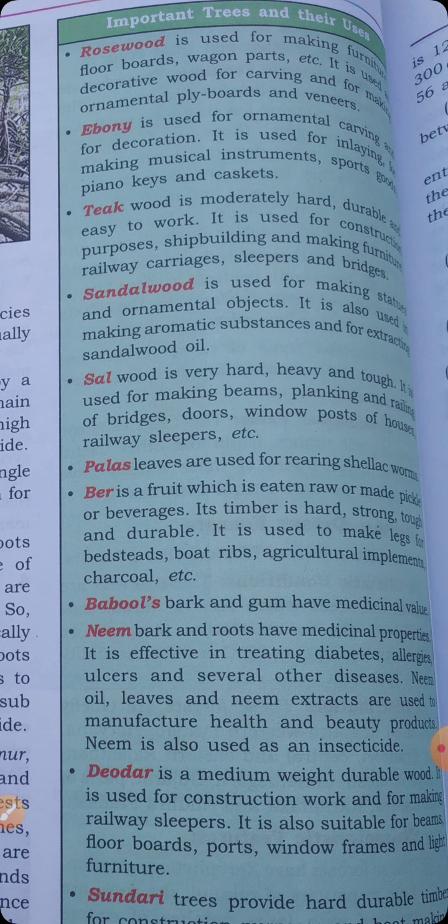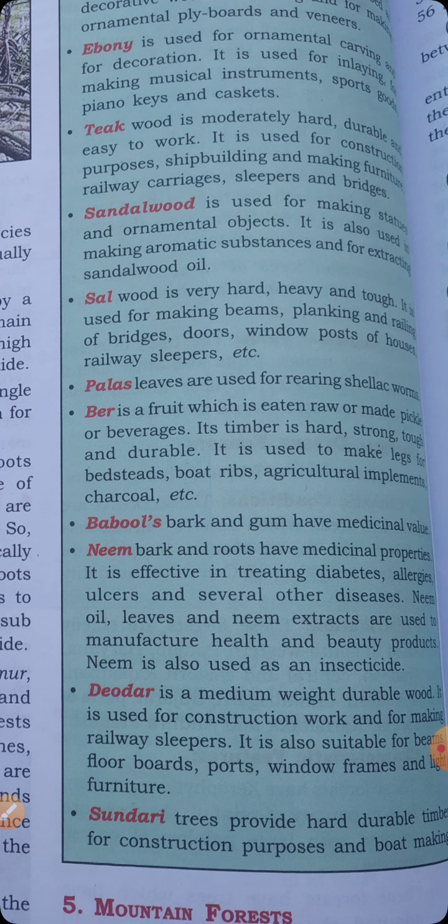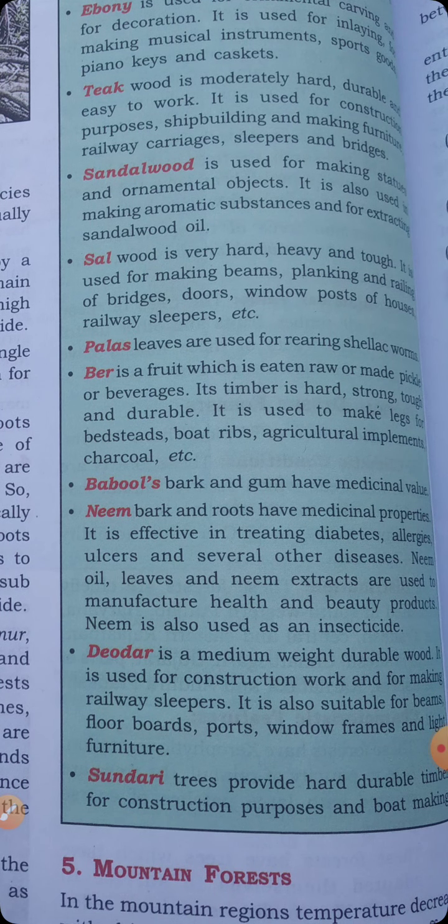Next is sandalwood. Sandalwood is one of the most important. It is used for making statues and ornamental objects. It is also used in making aromatic substances. What is aromatic? Which are giving a smell. Aromatic substances for extracting sandalwood oil. Then sal. Sal wood is very hard, heavy, and tough. It is used for making beams, planking, railings of bridges, doors, windows, posts, houses, railway sleepers, etc.